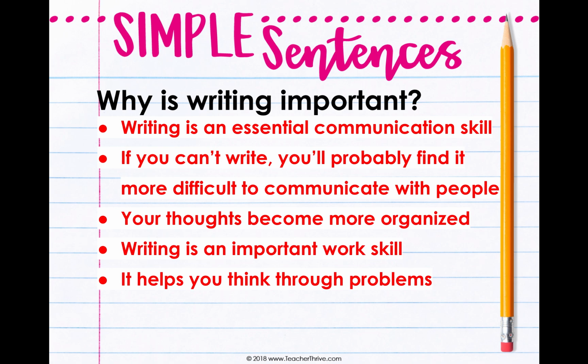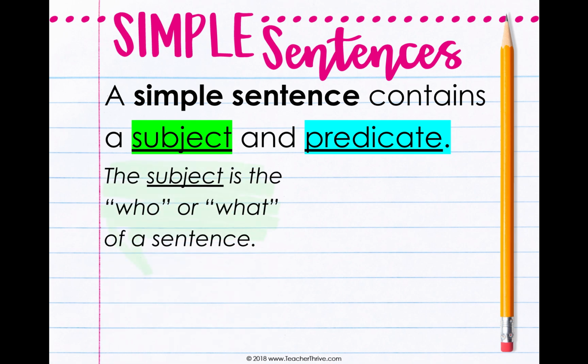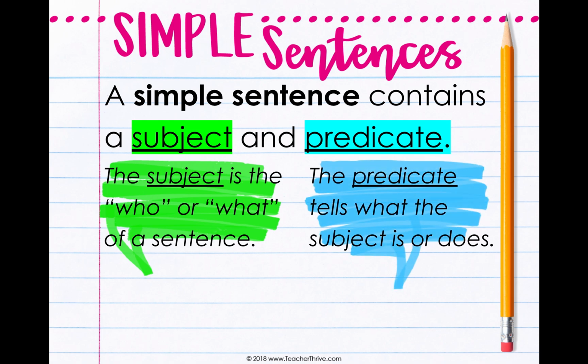So we are going to be learning how to write a simple sentence with a subject and a predicate. The sentence has two parts. A simple sentence contains a subject and a predicate. The subject is the who or what of a sentence, and the predicate tells what the subject is or does. The noun is the subject, the person, place, or thing, and the verb is the predicate.